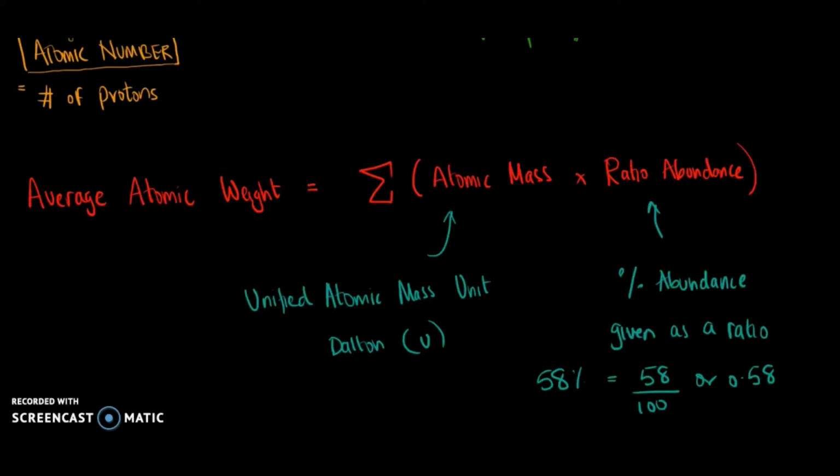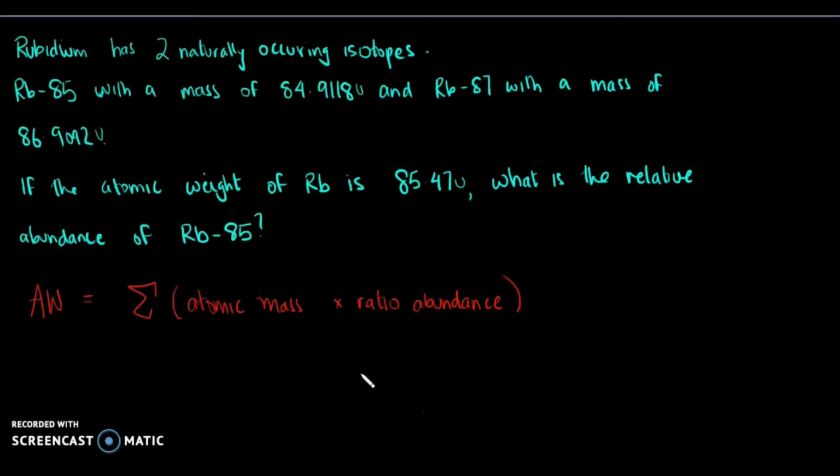So you have this equation that says it's the sum of the atomic mass of the isotope times its ratio abundance. The atomic mass is given in Dalton, or the Unified Atomic Mass Unit, and what I mean by ratio abundance is that the percentage abundance of that isotope will be given to us as a ratio. So say you have 58% of some isotope, that would be written as 0.58. So let's get back to this question.